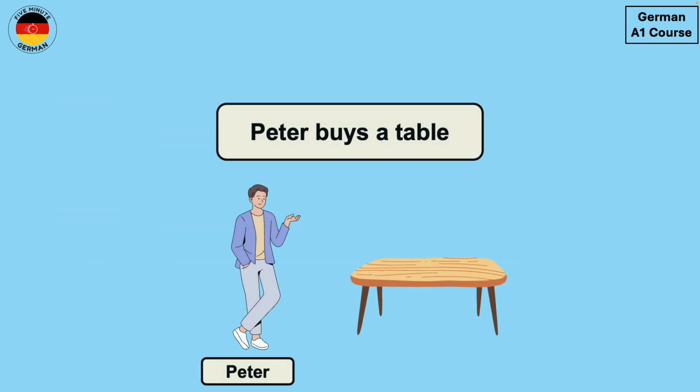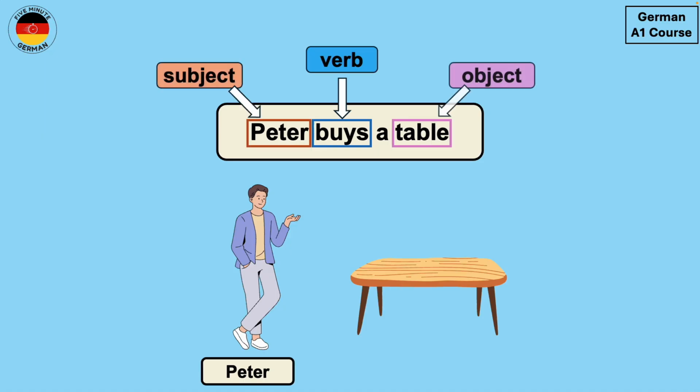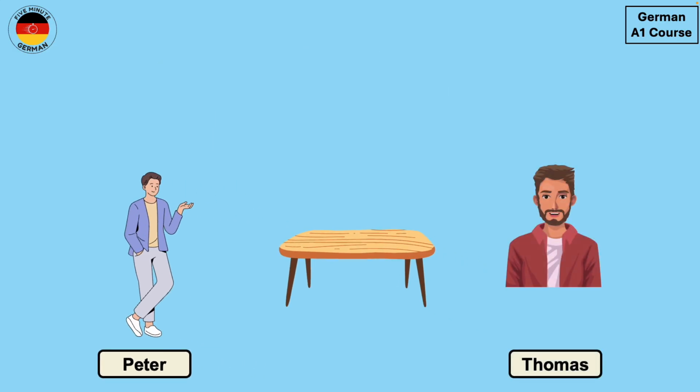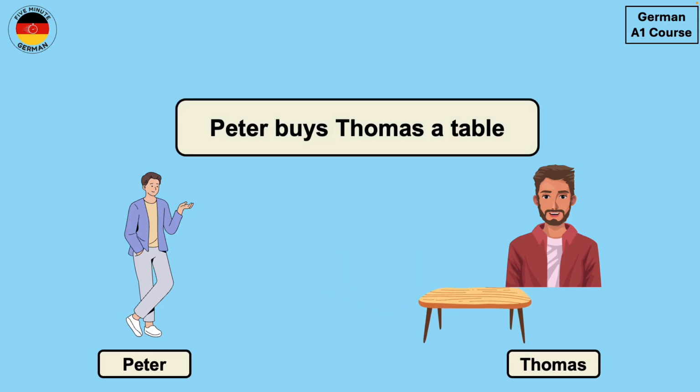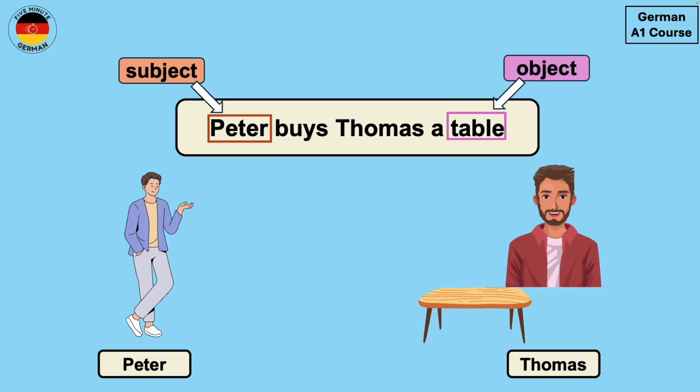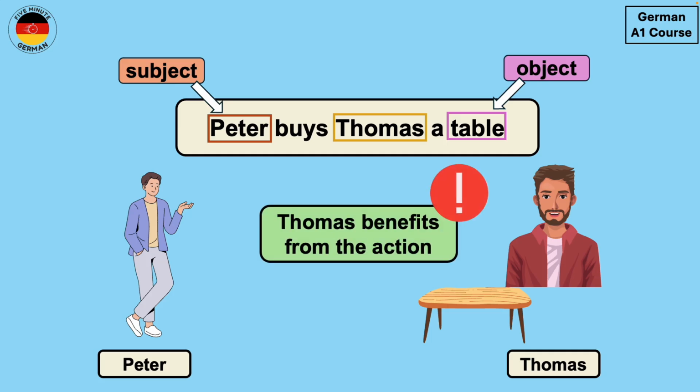So let's take a look at the example, Peter buys a table. This is the same example that we saw in the accusative lesson. Now in this example, we know that buys is the verb, Peter is the subject, and table is the object over here. Now let's change this example a little bit and add another person, which is Thomas. And we say that Peter buys Thomas a table. So this means that Peter does not buy a table for himself, but for Thomas. Now in this sentence, Peter remains as the subject and table remains as the object. But what is Thomas? What is his role in this sentence? So if we take a look, then Thomas is the one who benefits from the action because he is the one receiving the table. So any person who benefits from the action which is being done is the indirect object.